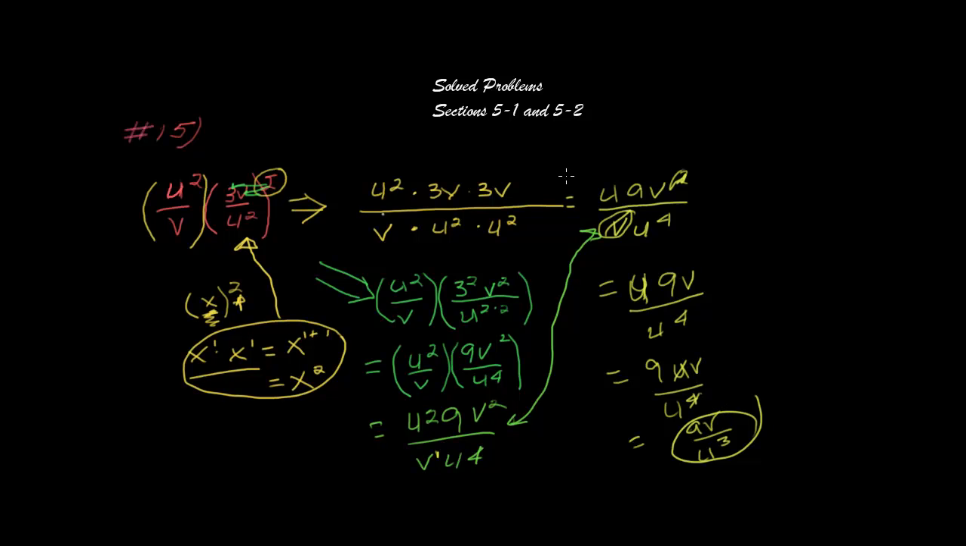Excuse me, you know what? I didn't carry over a 2 here. I'm looking at the answer here, so actually what I had here was 2u, so actually the answer is u to the second here, 9v over u to the second. Sorry about that, but that's all right. You can see where I've made the mistake here. So that's that one. Let me get a clean board, and we'll do another one from section 5.1.